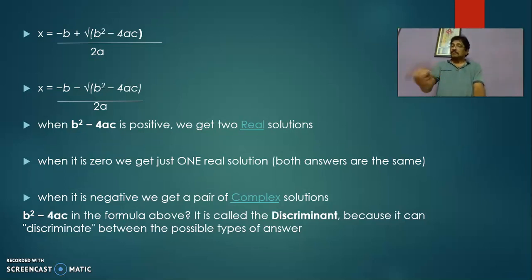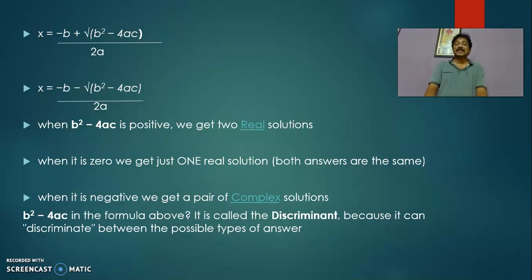Here, b is a real number, a is a real number. There is no doubt at all. But b square minus 4ac, which is under the root, you can't say it is always a real number. So it determines the nature of the roots. For example, if b square minus 4ac is positive, then we get real solutions.